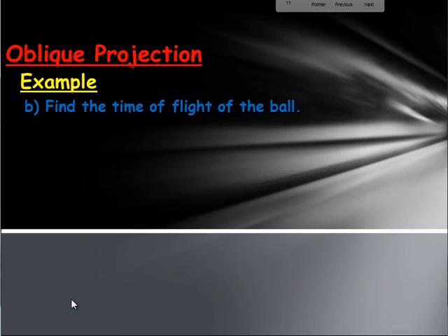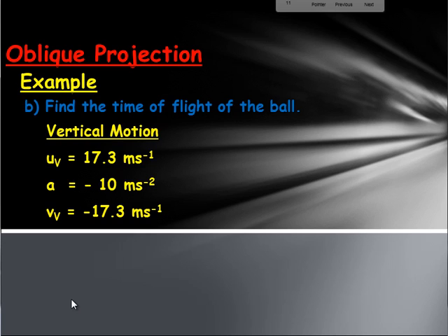Okay, find the time of flight of the ball. So firstly, look at your variables. Time of flight's always about your vertical motion. You know the vertical component of your velocity. You know a. You know the velocity at impact is going to be opposite, assuming that we're landing at the exact same height. You want t, so v equals u plus at would be the obvious equation to use. So substituting in, rearranging, we get 3.46 seconds that it's in the air.